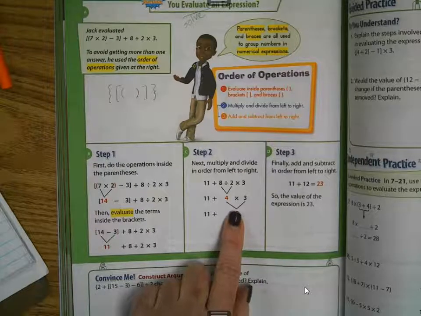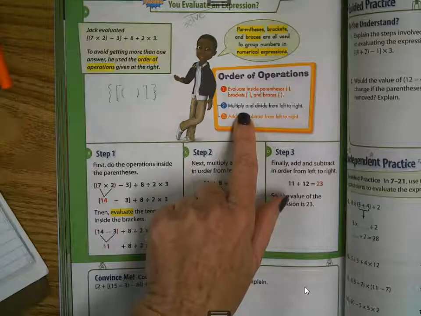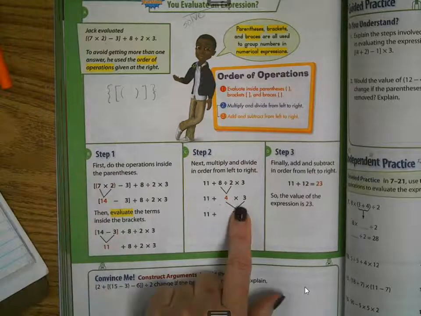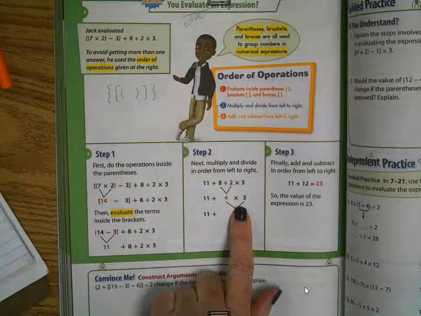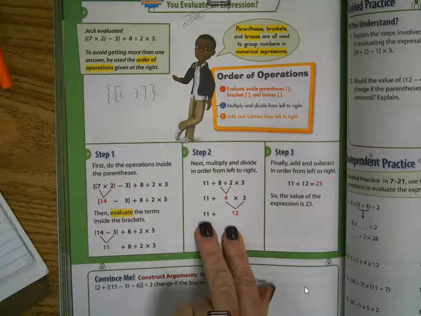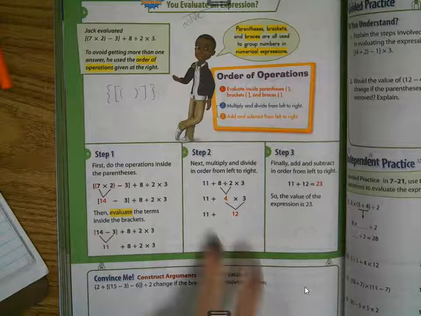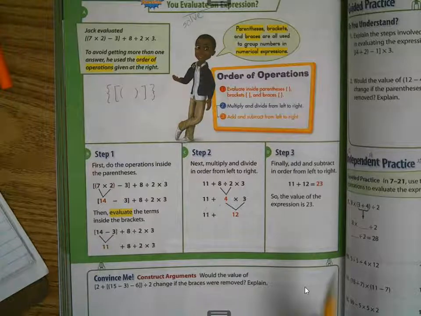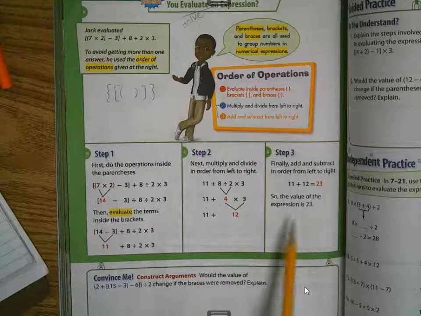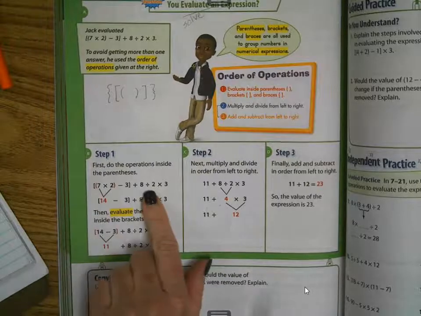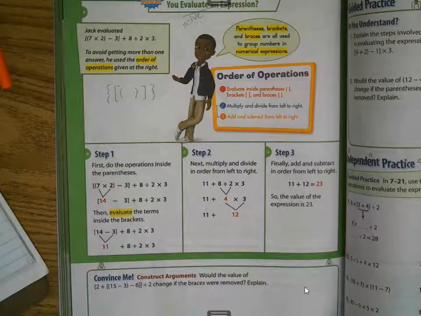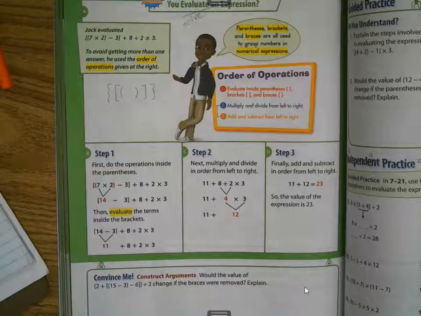So boys and girls, I still am working on the multiplication and division, moving left to right. So I have to take care of the 4 times 3, which is 12. Bring down the 11 plus. Finally, I'm ready to take care of that last operation, and 11 plus 12 gives me 23. So when I evaluate this expression, the answer is 23, or the value of the expression is 23.